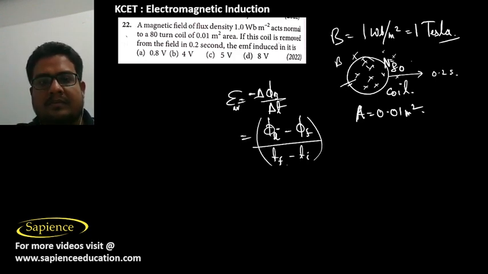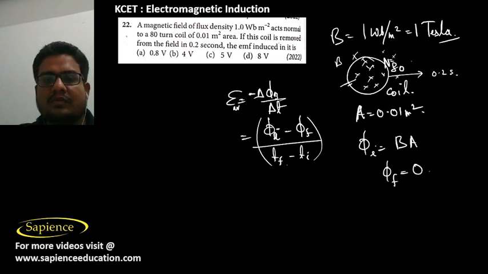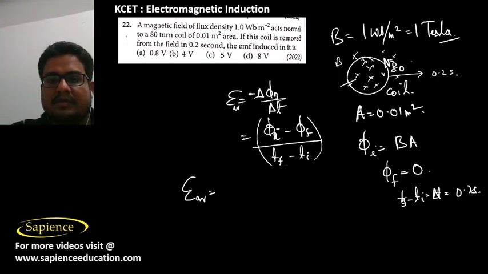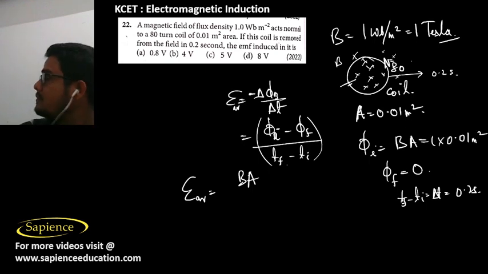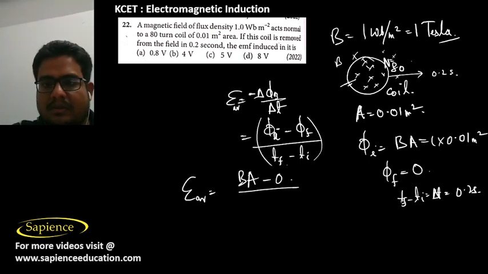So the initial flux, initially it was fully inside the region of magnetic field, so the initial flux was B into A. The final flux is 0, since finally it has been removed from the field. The time interval t final minus t initial, that is delta t, is equal to 0.2 seconds. Therefore the average induced EMF will be B into A, that is 1 into 0.01 meter square, minus 0, divided by delta t. So that will be 1 into 0.01 divided by 0.2 seconds.